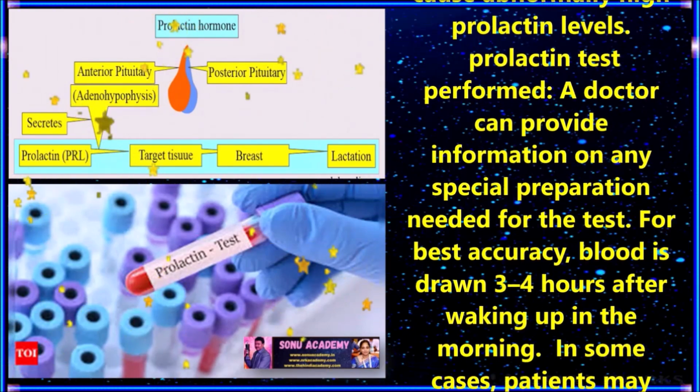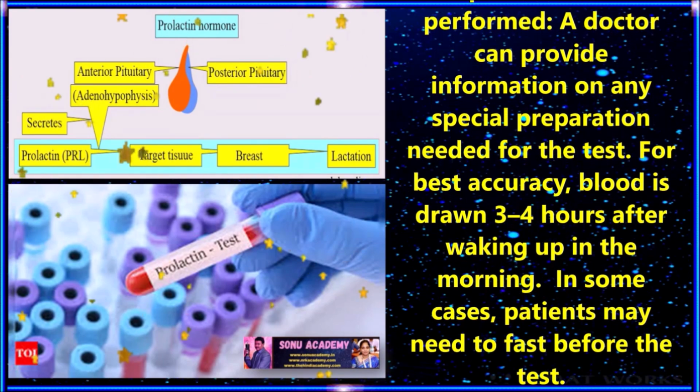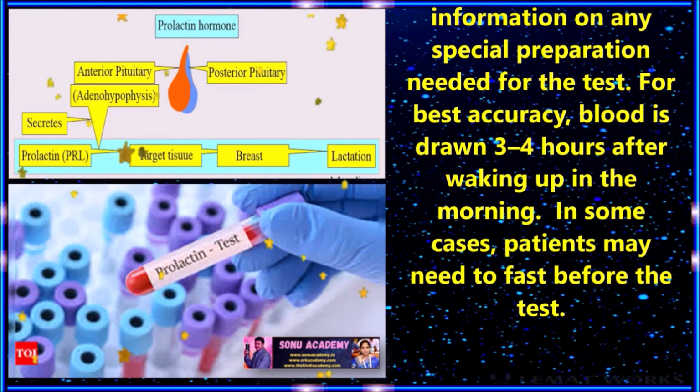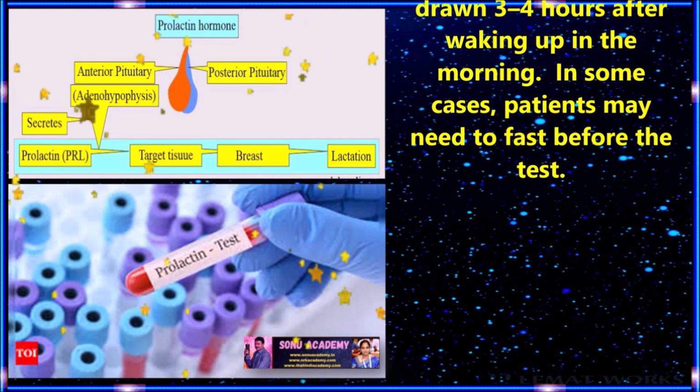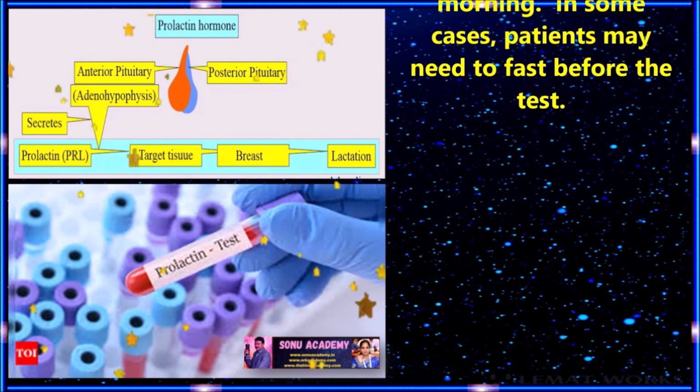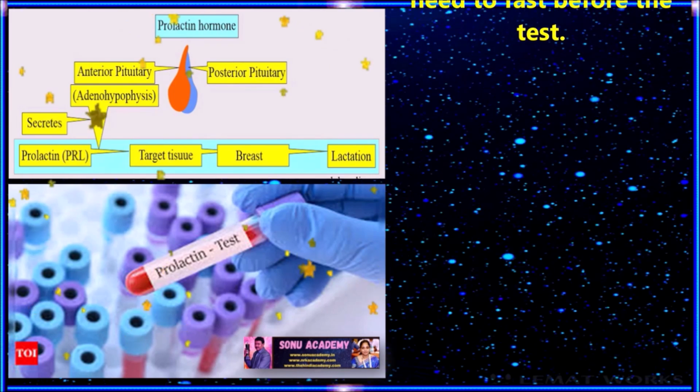Let's see how the prolactin test is performed. A doctor can provide information on any special preparation needed for the test. For the best accuracy, blood is drawn 3 to 4 hours after waking up in the morning. In some cases, patients may need to fast before the test.